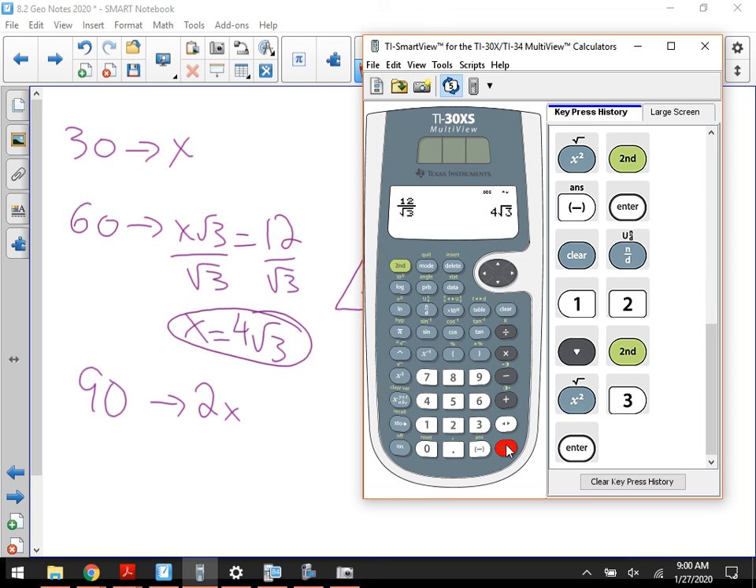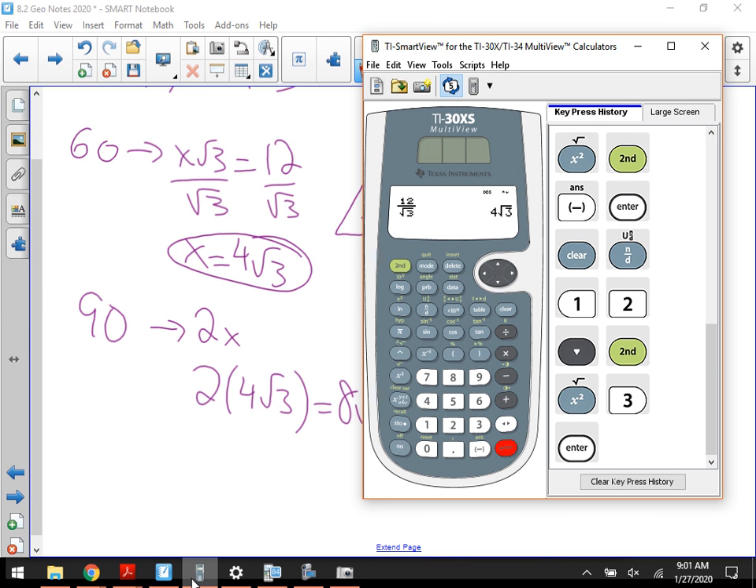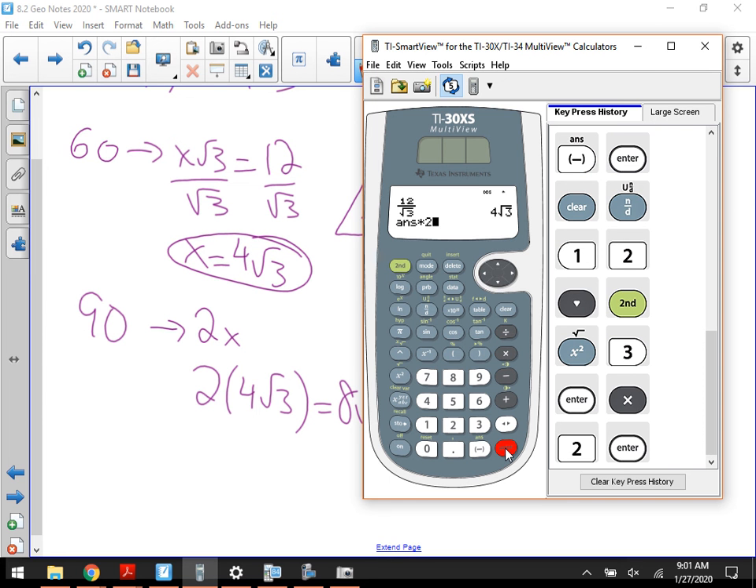Which means everywhere I see an x, what am I going to put? 4 root 3. So across from the 30 then is 4 root 3. Across from the 90 would be 2 times 4 root 3. Well, what's 2 times 4 root 3? It's 2 times 4, 8. So it's 8 root 3. If you weren't sure of that, could you press the button in the calculator? Hit times 2. And lo and behold, it does the math for you. Okay? It does it for you.